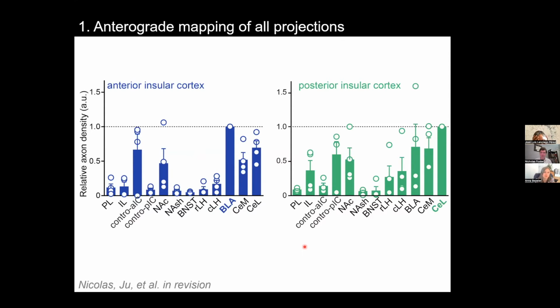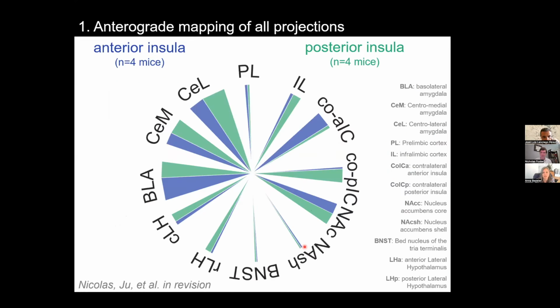The idea is that you can apply this technique to your own favorite circuit. We like to represent the data using these pie charts where the thickness of each line represents the relative density of the projection. Then you can compare the projections from different regions. So here is the anterior and posterior insula, but you can use that for any brain region.